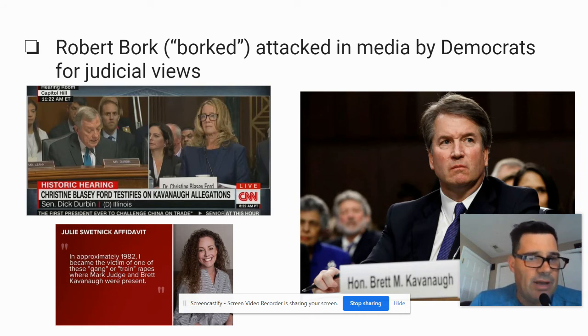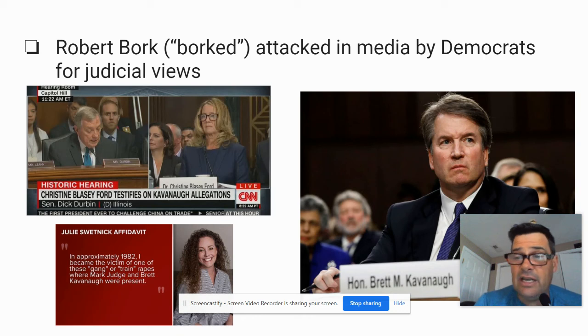Another woman came out named Julie Swetnick. You can see this down there. And she said, "In 1982, I became the victim of one of these gang or train rapes where Mark Judge and Brett Kavanaugh were present." So she claimed that he was part of some gang rape troop. Everybody that was mentioned in it denied this, and it was demonstrably false about him.